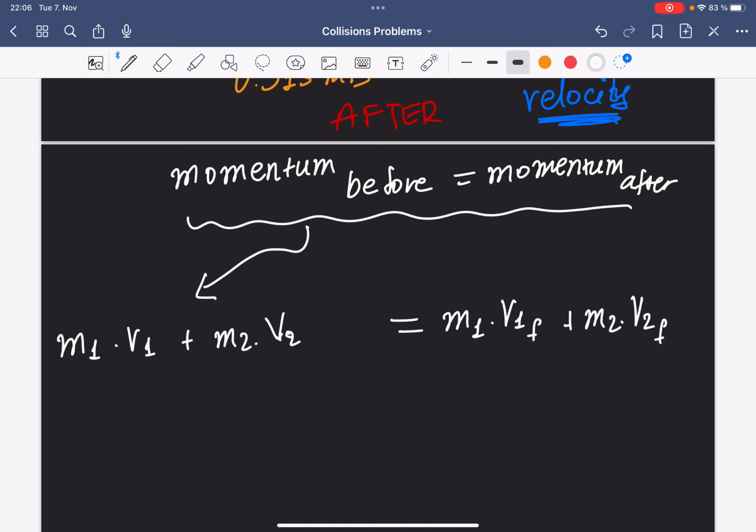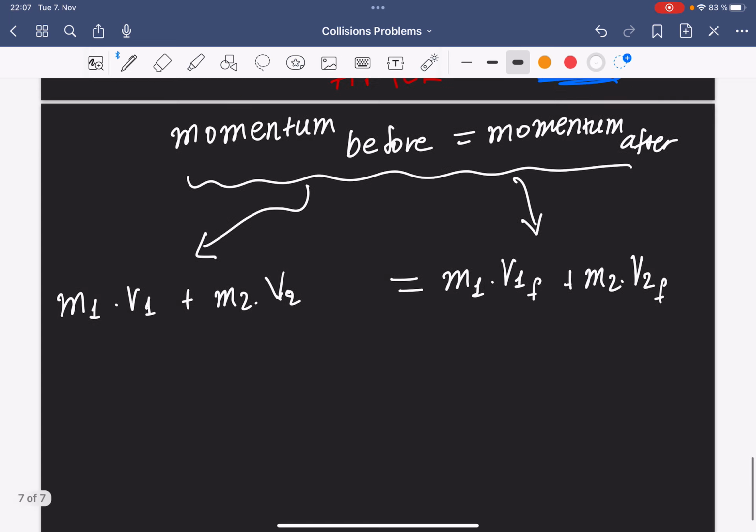Now remember, compared to the previous example that we solved in the previous video, in this case, we don't have the two bodies sticking together, okay? So before and after, we have two separate objects that come with different masses and different velocities. Now, the next step is we're taking into account the direction.